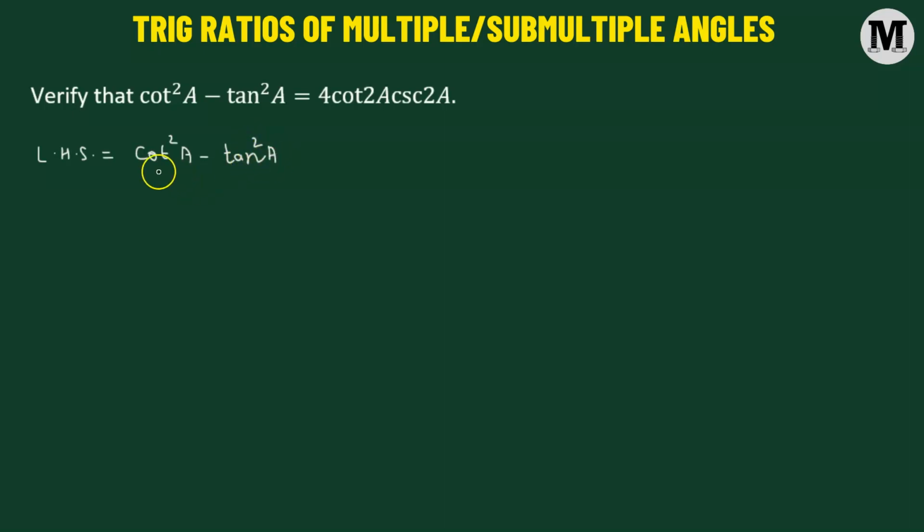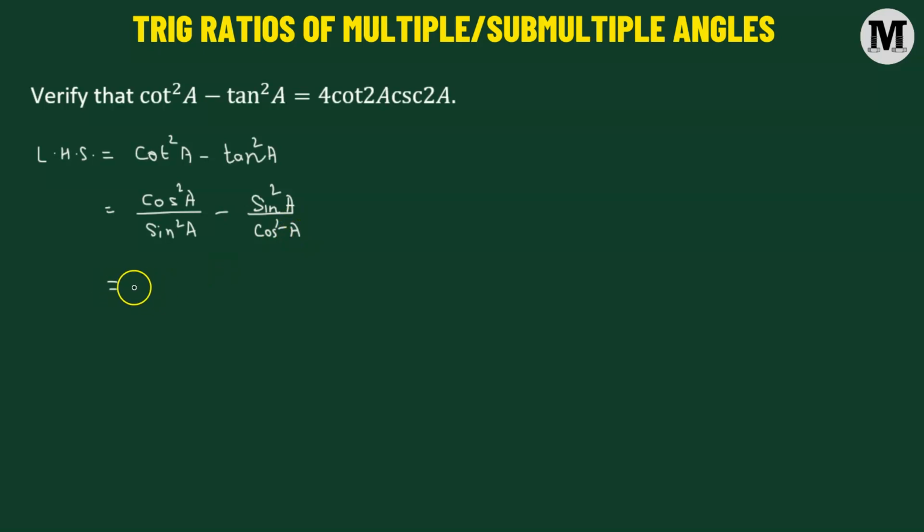We're going to rewrite each of the cotangent and the tangent function as a ratio of the corresponding sine and cosine, or cosine over sine. Now cotangent of a is the ratio of cosine of a to that of sine of a. Since we have a square here, we'll square both the numerator and the denominator. Then tangent of a is the ratio of sine over cosine, so we have sine squared a over cosine squared a.